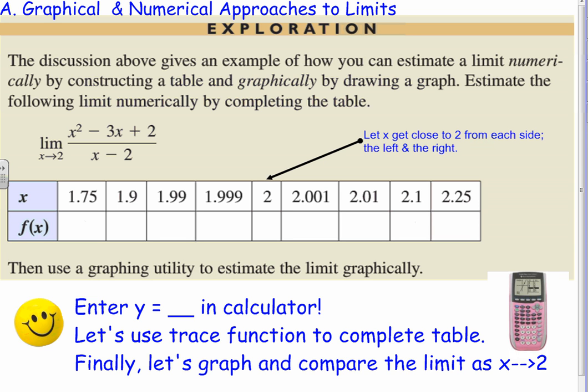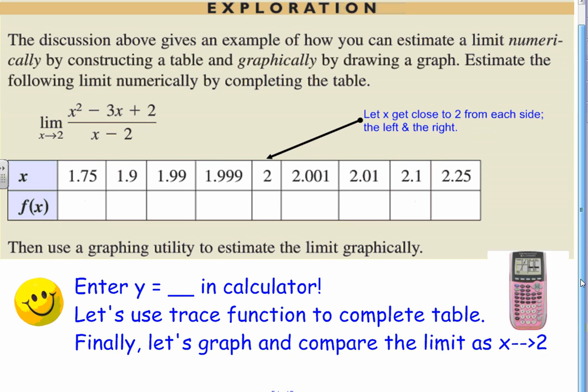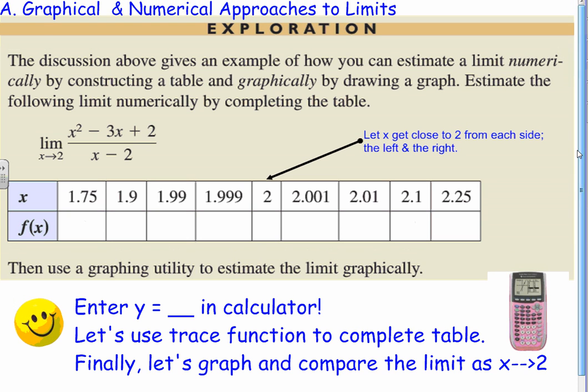Graphical approach. We got a little bit of time. I was just watching my time here. So, graphical approach as numeric values approach limits. The discussion above gives an example of how we can estimate a limit numerically by constructing a table. And we can also graphically draw it on the graphing calculator. Estimate the following limit numerically by completing the table. And we want to look at this function right here, correct?